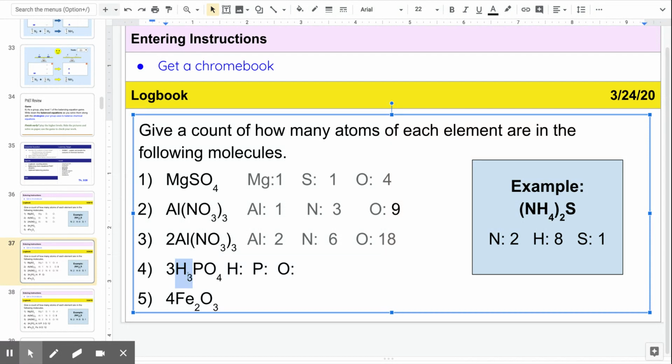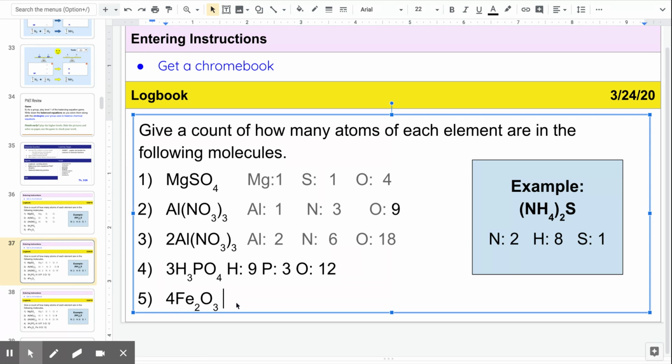Each H3PO4 molecule has 3 hydrogens. Now I have 3 of them, so 3 times 3 makes my hydrogen count 9. In each molecule I had 1 phosphorus. Now I have 3 molecules, so that makes it 3. And in each molecule I had 4 oxygens. I have 3 molecules, so 3 times 4 is 12 for my oxygen count.